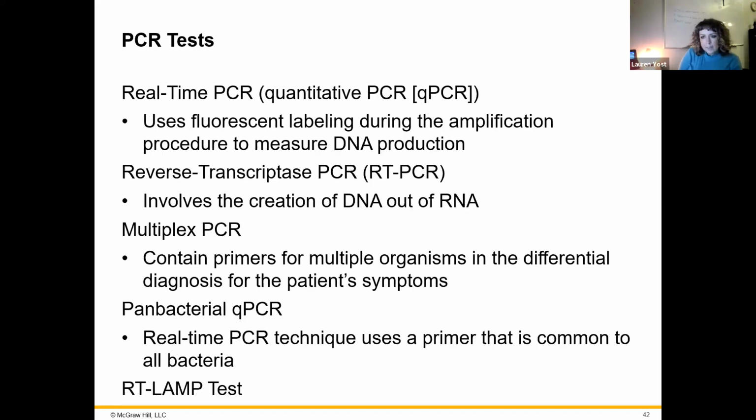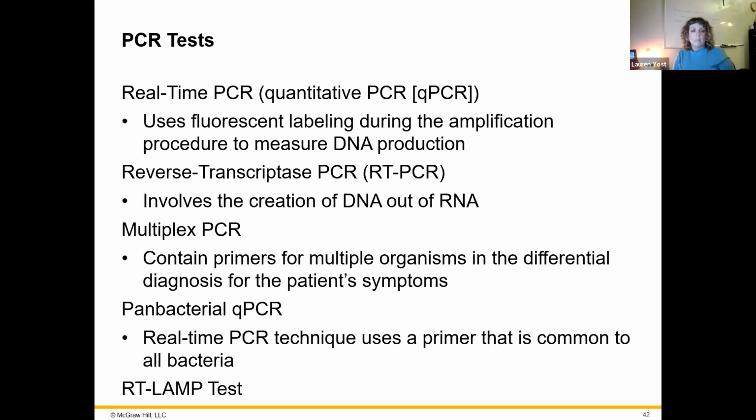There's all these different kinds of PCR, real-time, reverse transcriptase. If you needed to test an RNA sample, you would use the reverse transcriptase because you want it to be DNA for the actual PCR testing. We have multiplex, we have pan-bacterial, we have RT-LAMP versions.